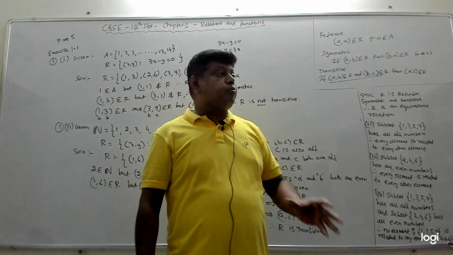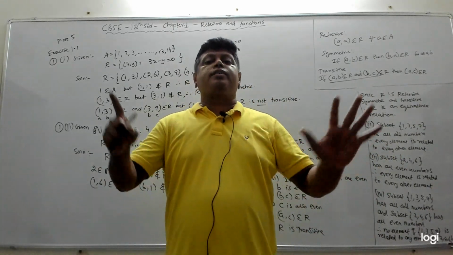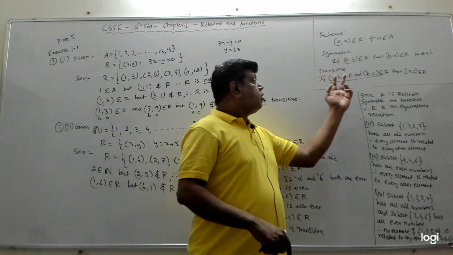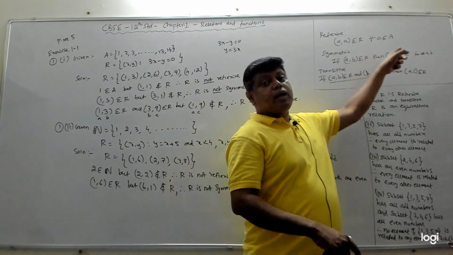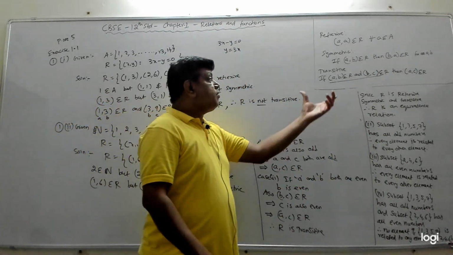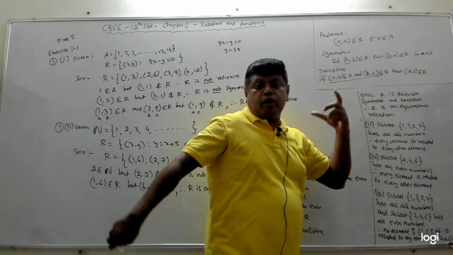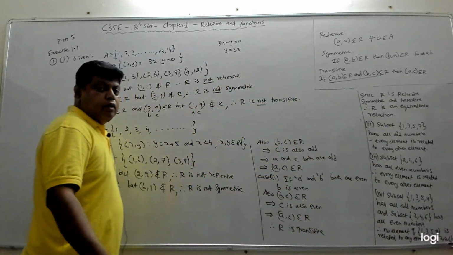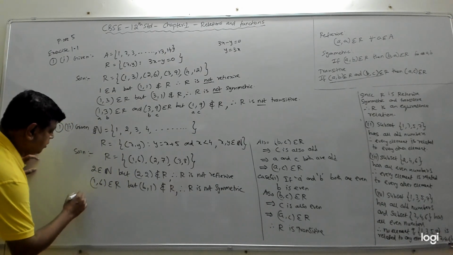Now the third case is, suppose I am not able to find these two elements at all, then also it is transitive. Then also it is transitive, because it becomes not transitive only when you find two elements and then A comma C does not belong to R. Only in that case it becomes not transitive. If you are unable to find two elements in this form, A comma B and B comma C, then it is transitive. So we'll write the definition.